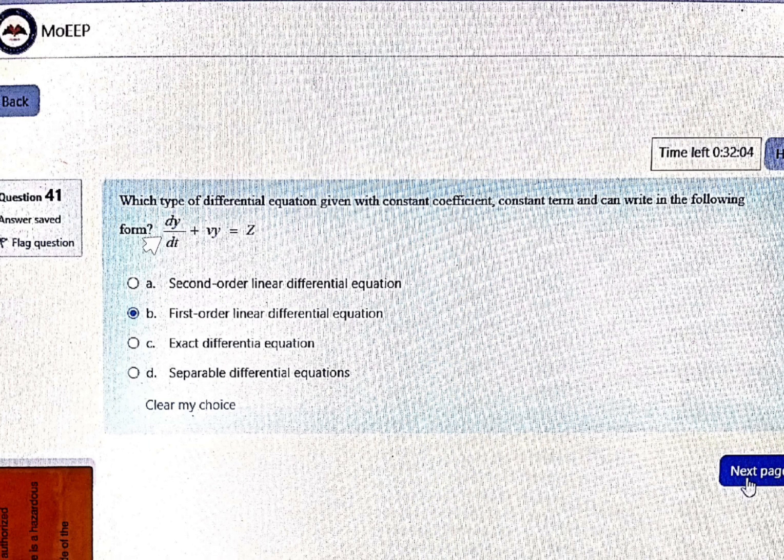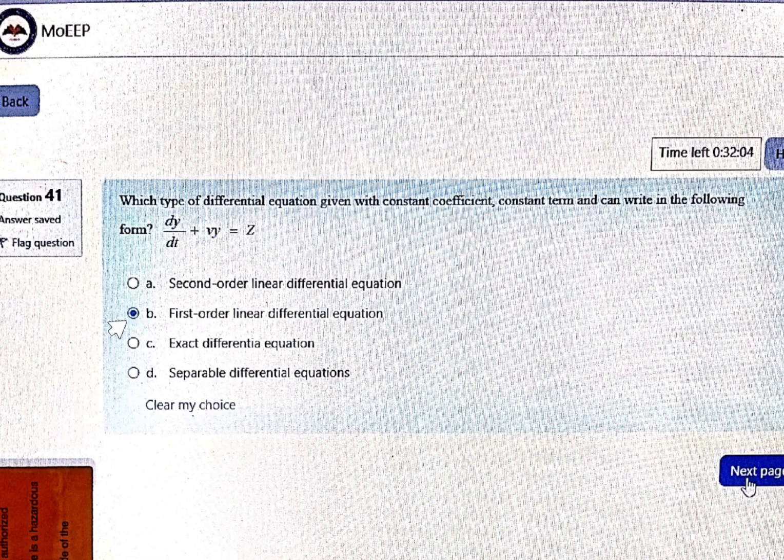Why are the other options incorrect? For example, A, second order linear differential equation. This is not the answer because it contains a second derivative, which is not present here, okay? And C, exact differential equation. This is not the answer because it requires a specific condition like this, not this form, okay? D, separable differential equation. This is also not the answer because it requires variables to be separable like this, which is not the case here, okay? So the final answer is B.